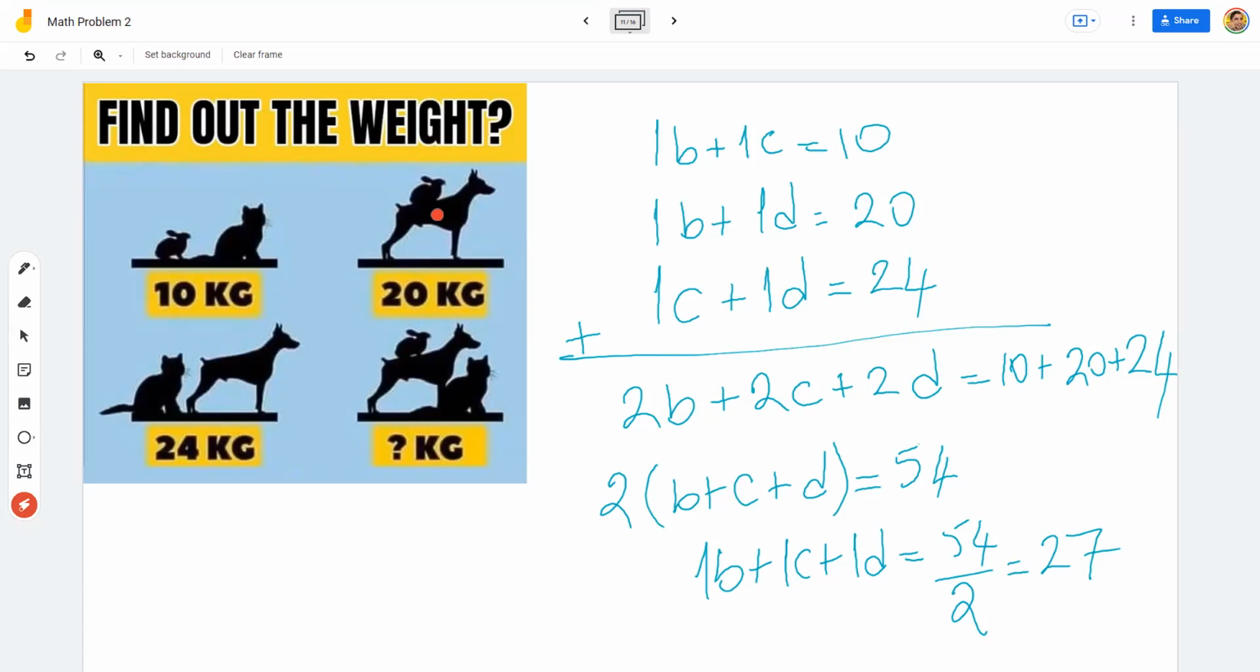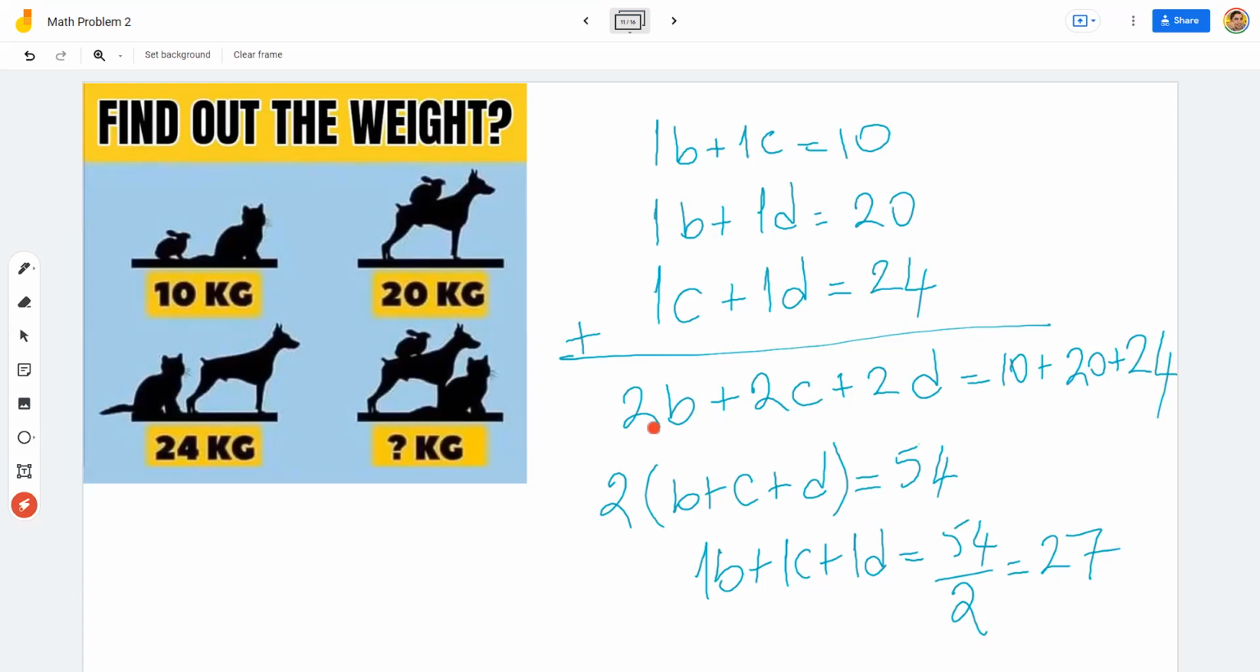Likewise, 1b and 1d equals 20. 1c and 1d equals 24. So in equations, you can add equations side by side, and the result will be still equal. So we can add these together and these together and form a new equation. So if you add these ones, as you see, we have 2b's, 2c's, and 2d's. So 2b plus 2c plus 2d equals 10 plus 20, 30 plus 24 equals 54.